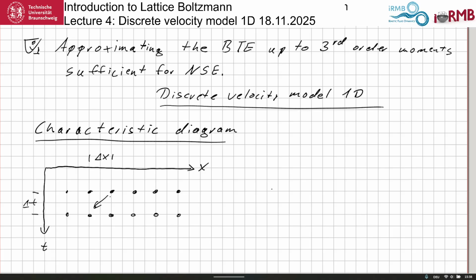Yeah, and in here we use 3 different directions. So these particles could either go to the left, and then in the next time step they will have moved 1 delta x to the left, or they may go to the right, and they can also stay where they are. Yeah, so this gives us 3 velocities, and of course this happens on all these nodes simultaneously.